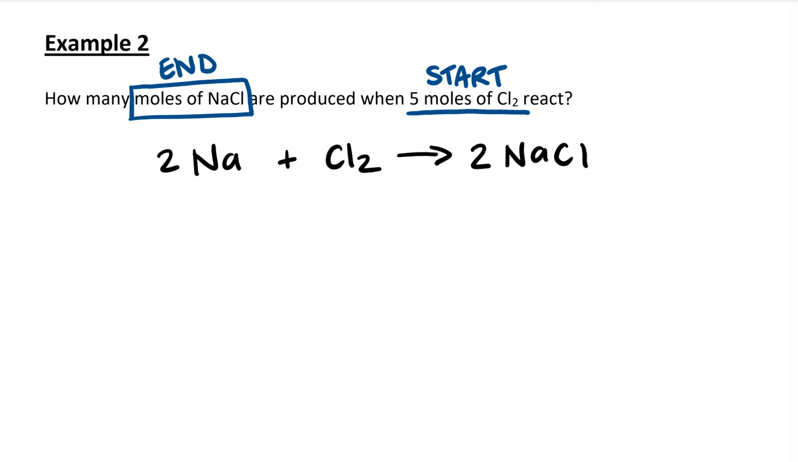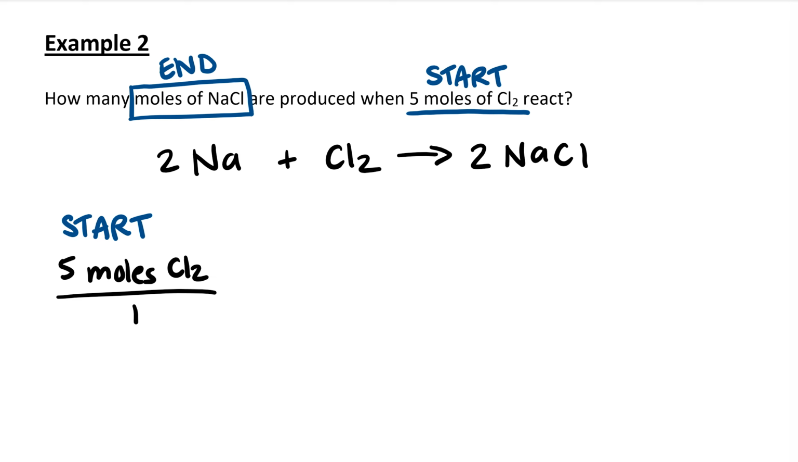And so we're trying to convert between moles of chlorine and moles of sodium chloride. And one method comes to mind that we've used before that allows us to convert between any two units as long as we have a conversion factor. And that method is called dimensional analysis. So we're going to take our start and write its value, 5 moles of Cl2. Remember, you can put that over 1 as a placeholder, and you're going to multiply it by a conversion factor, but in fraction form.